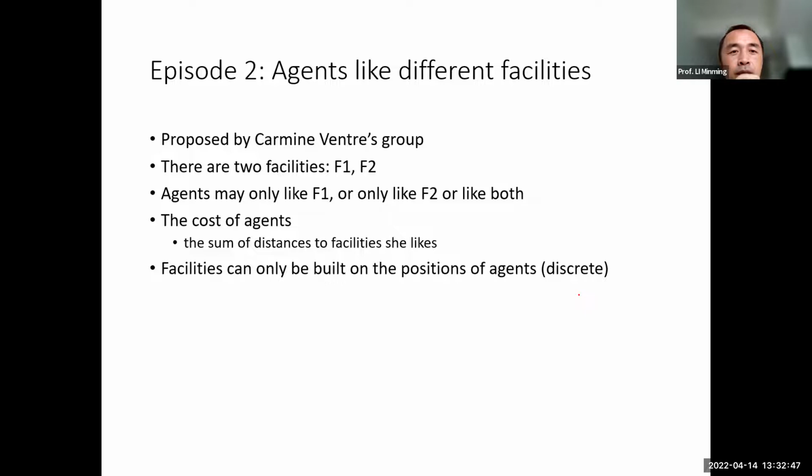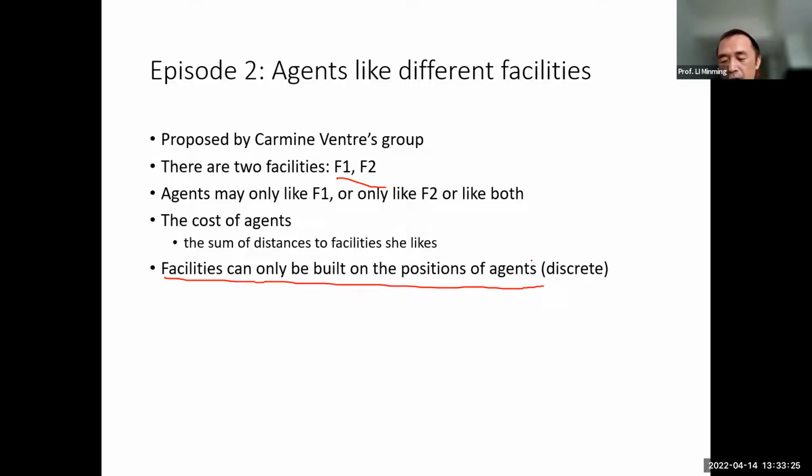And then the second episode is about agents who may have different opinions about different facilities. So in the common vendors model, there are two facilities, F1 and F2, and agents can like F1 only, or like F2 only, or like both. Okay, and then the cost of an agent is the sum of the distances to the facilities she likes. And one further constraint: facilities can only be built on the position of agents. All right, not anywhere else.